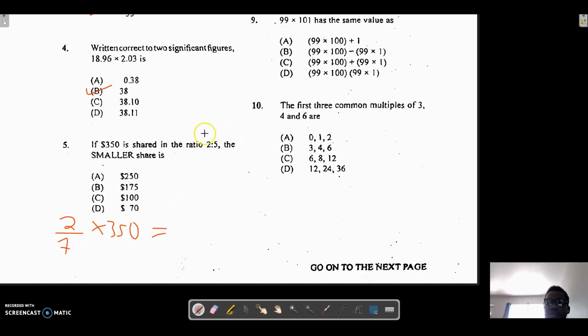But you want to know the smaller share, which is 2. So it's 2 out of 7. Now we know that 7 into 7 is 1, 7 into 35 is 5, and of course 7 into 0 is 0. So that's 2 times 50, which gives me $100, making that the answer. Well, the answer is C.